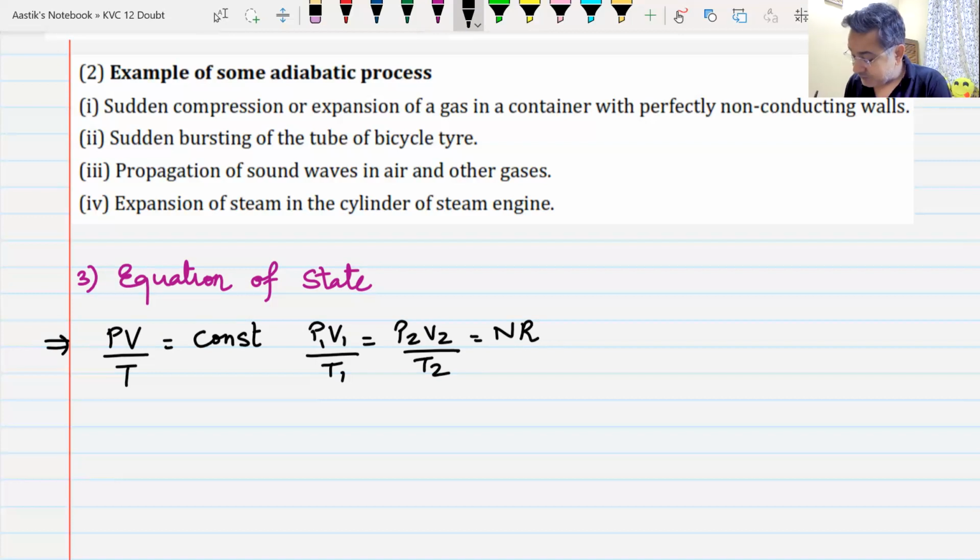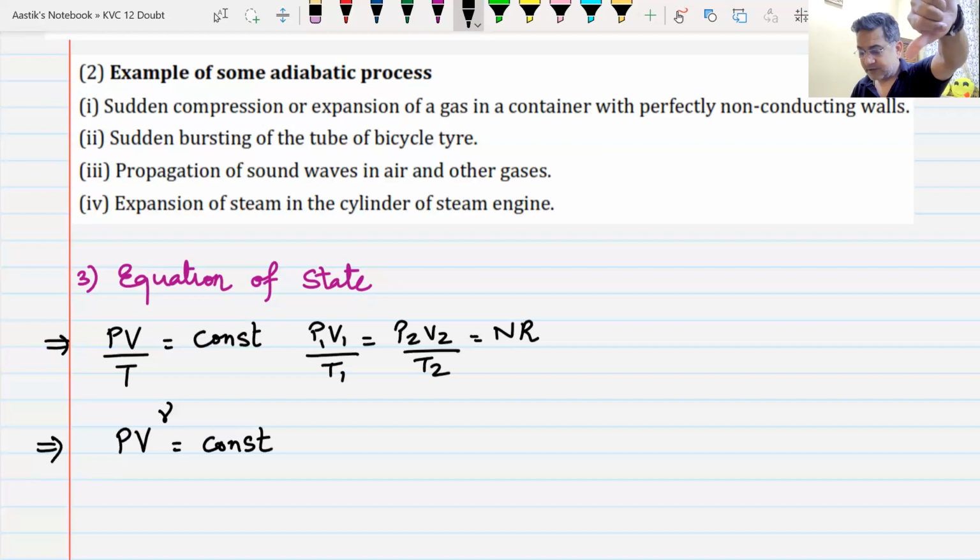The other way of writing this is a very democratic way, PV raised to the power gamma, where gamma is known as the adiabatic constant. We all are aware of this equation, yes or no?